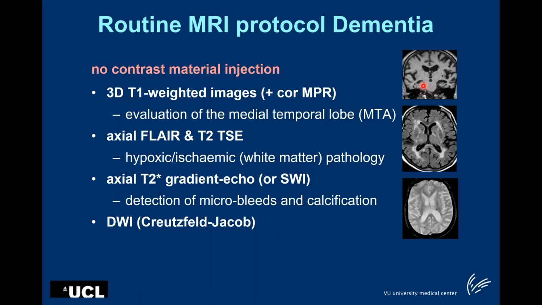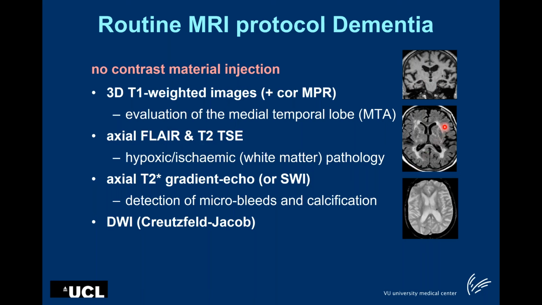And this should be a coronal one that is slightly tilted to be perpendicular to the long axis of the hippocampus, which is not in a straight transverse plane, but slightly tilted in the head. Then secondly, we do a FLAIR and a T2 turbospin echo to look at ischemic changes, infarcts, etc., as you can see on this slide.